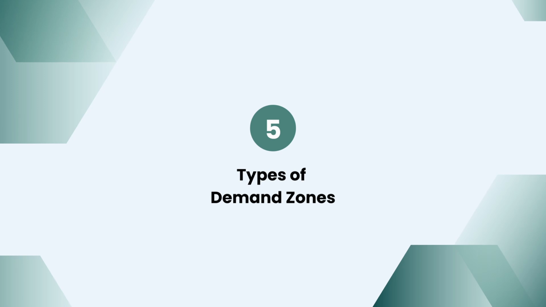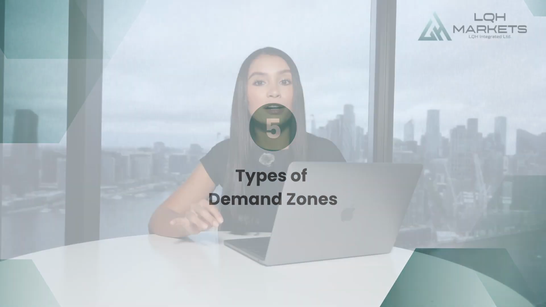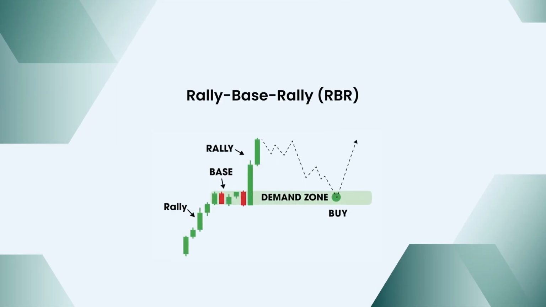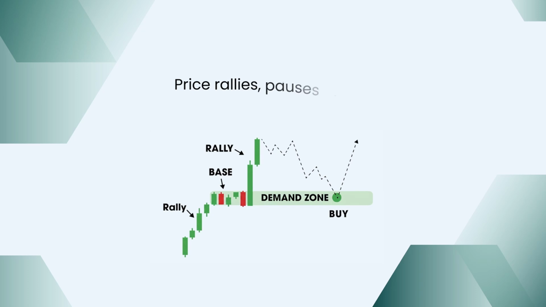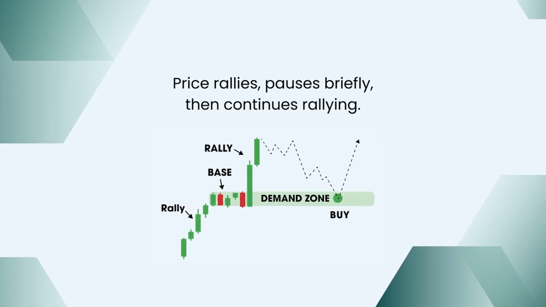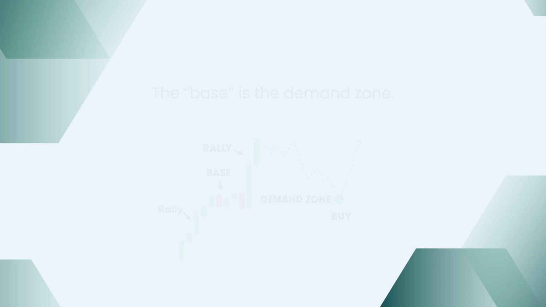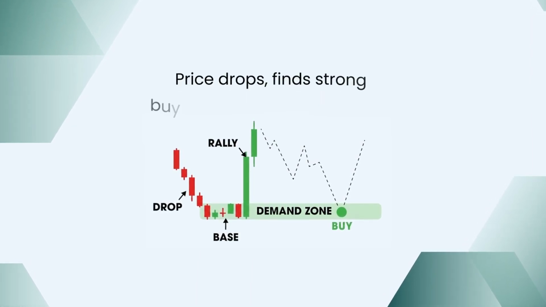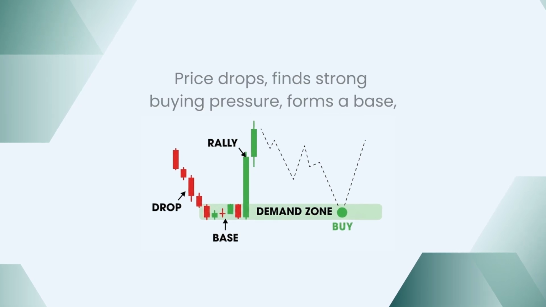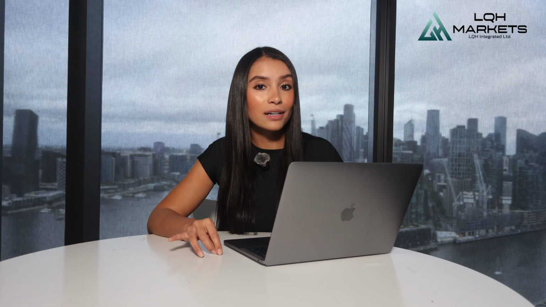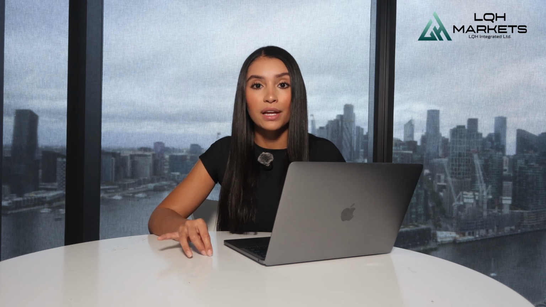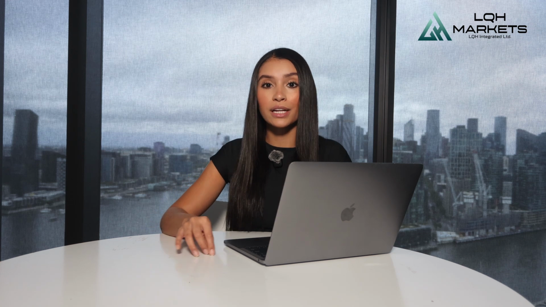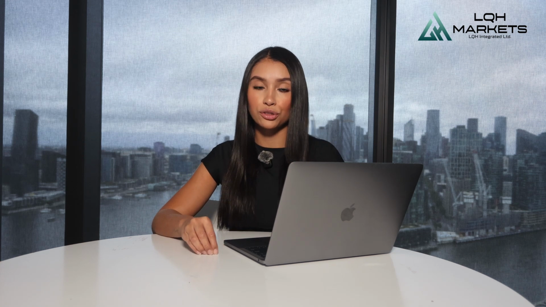Number 5 is types of demand zones. There are 2 main types you will see on the chart. The first one is the rally-base-rally, RBR. Price rallies, pauses briefly, then continues rallying. The base is the demand zone. The second one is drop-base-rally, DBR. Price drops, finds strong buying pressure, forms a base, then shoots upward. RBR zones are continuation patterns. They form within ongoing uptrends. DBR zones are reversal patterns. They often appear at the end of a downtrend.